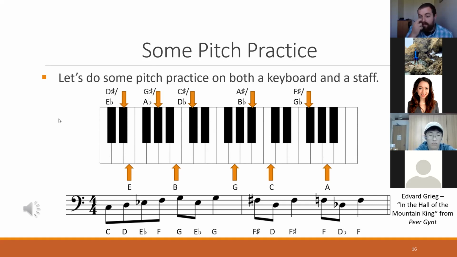Okay, good. This is a piece that a lot of you have probably heard before, even if you don't know what it's called. This recording's a little bit fast, but it's a piece that's been played a ton of times in a ton of different places, a ton of different styles. It's often associated in America with Halloween music. This is In the Hall of the Mountain King, from the ballet Peer Gynt by a Norwegian composer. So this is the beginning of that.